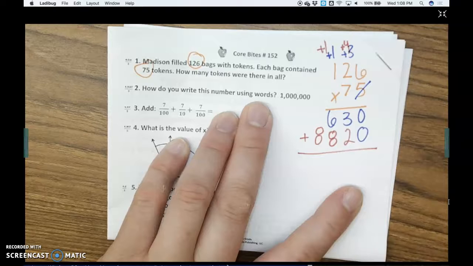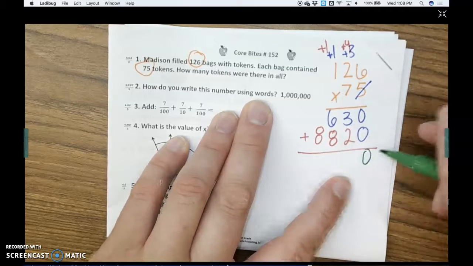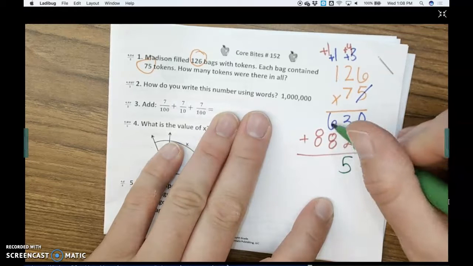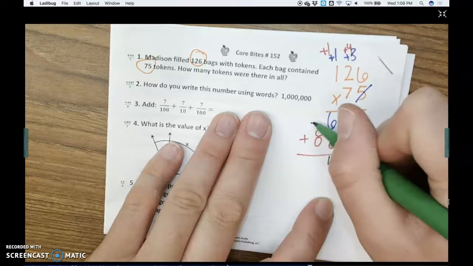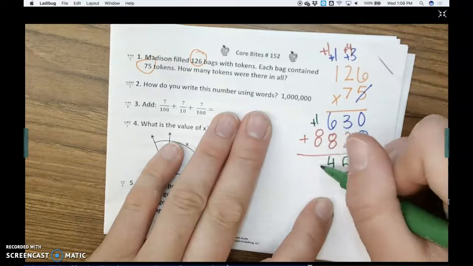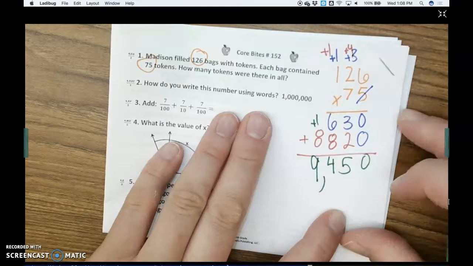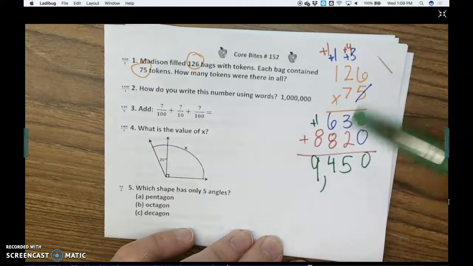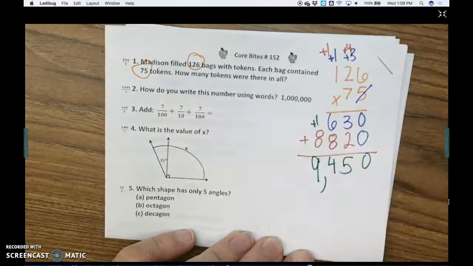Okay, so actually, let's do this. So it's going to be 0 plus 0 is 0. 3 plus 2 is 5. 8 and 6. So 6 and 6 is 12, plus 2 is 14. Regroup the 1. And then 8 plus 1 is 9. So then you're going to count over. So 1, 2, 3 with your period there. So it's going to be 9,450. That is how many tokens she has altogether. Just imagine how long that would take her to do that.